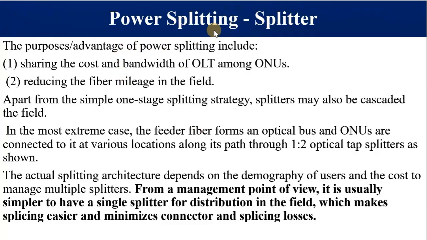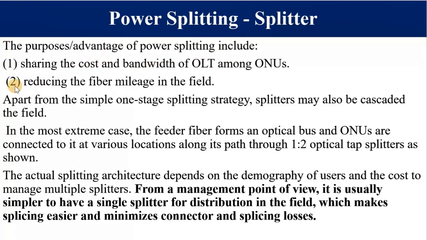A splitter is one of the passive devices found on the ODN, and we are saying what is the advantage of using a splitter or of splitting the power. We are saying it helps in sharing the cost and bandwidth of the OLT among ONUs. On the OLT we find the GPON interface card, and each GPON interface card is connected to various ONUs, meaning that one laser is connected to various ONUs. So this helps in sharing the costs and the bandwidth of the OLT. And the higher the splitting ratio, the more the sharing of the cost and bandwidth of the OLT.